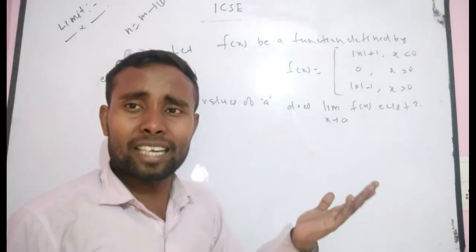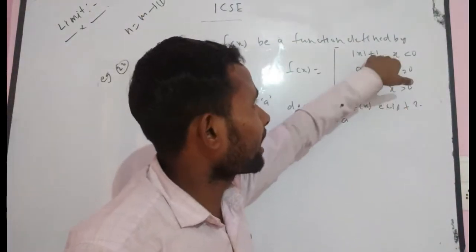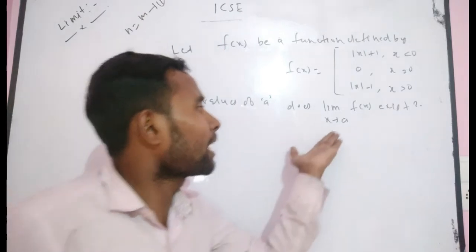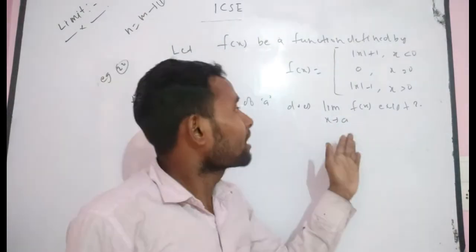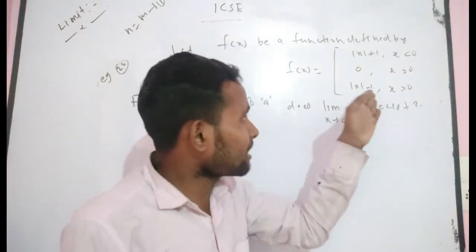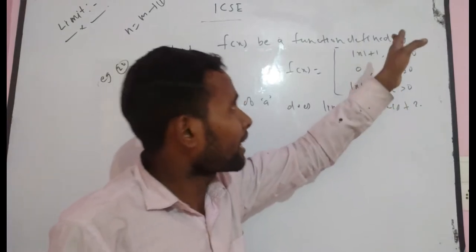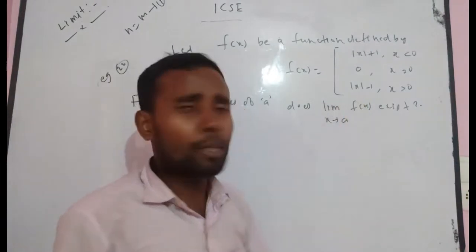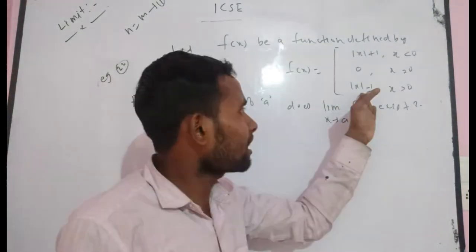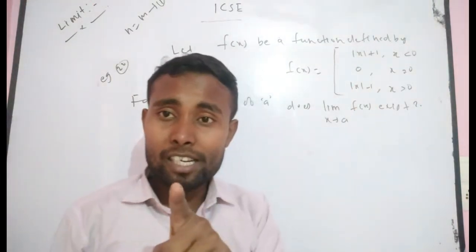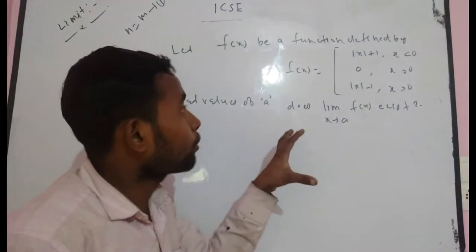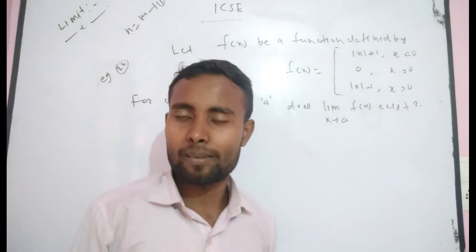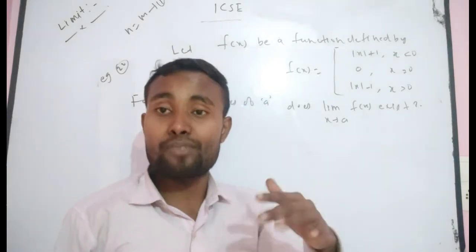In that case, RHL will be this and LHL will be this function. Suppose for one minute a is negative, say a is equal to -1. In that case, LHL will be the same and RHL will be the same, that will be mod x plus 1. Suppose a is any positive number, 5. In that case, both RHL and LHL are the same. Definitely, if you want to solve this problem, you have to consider three different cases.